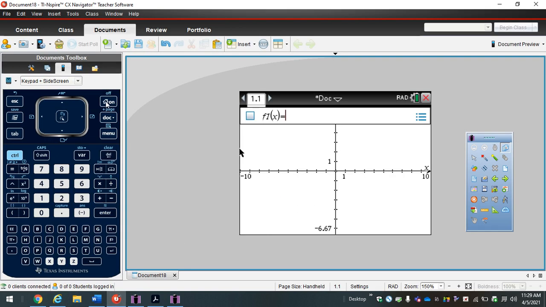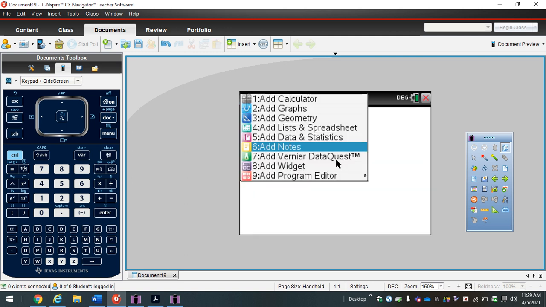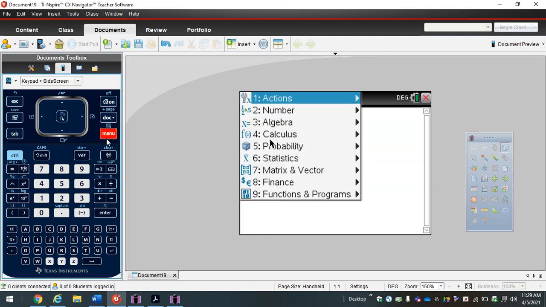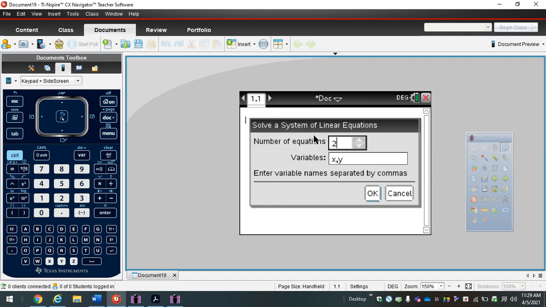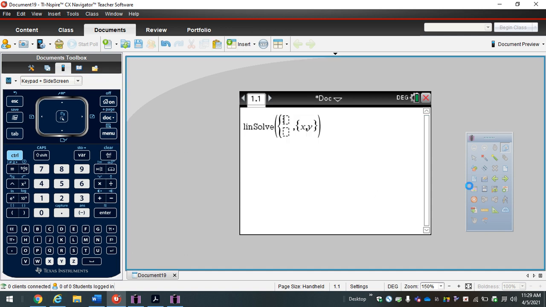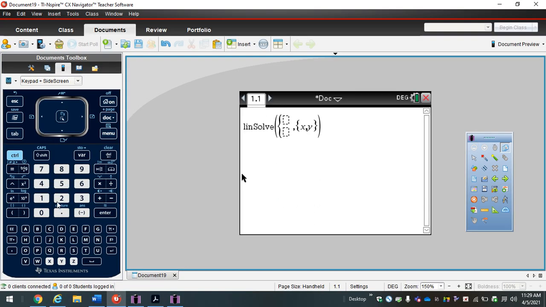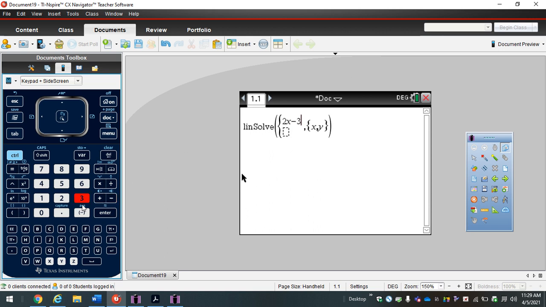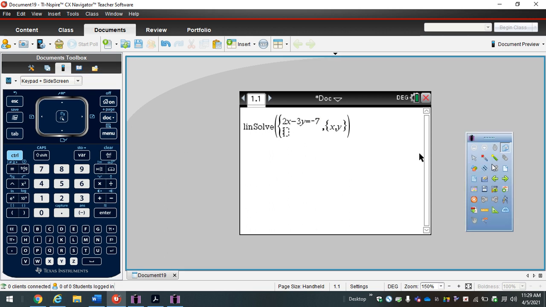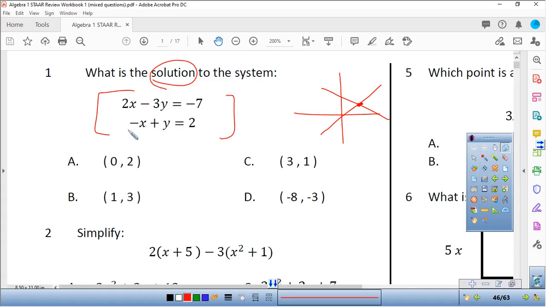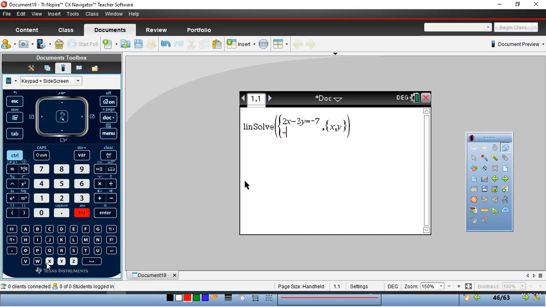2x minus 3y. So I would turn on the calculator, go to new document, go to calculator, and go to menu 3, 2. There are two equations, and all you have to do is type in the numbers: 2x minus 3y equals negative 7. The next one, negative x plus y equals 2. Enter. 1, 3 is your answer.